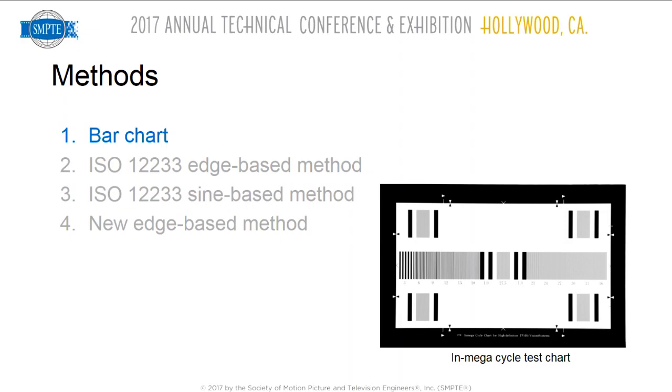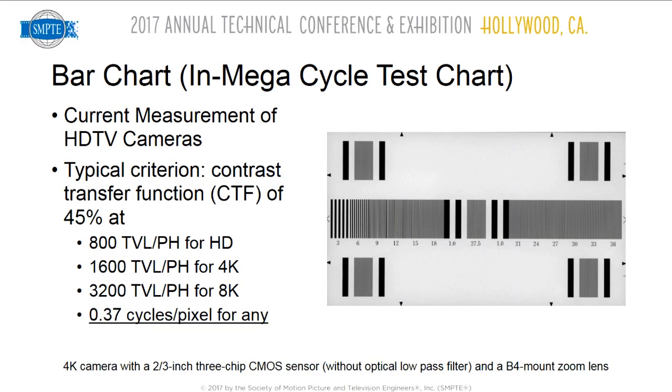The first one is the bar chart method. We usually use an Imaging Mega Cycles test chart for measuring HD TV cameras. And we have the typical criterion of a contrast transfer function, a CTF, of 45% at 800 TV lines per picture height for HD, 1600 TV lines per picture height for 4K, and 3200 TV lines per picture height for 8K. And all these spatial frequencies correspond to 0.37 cycles per pixel for any format. So this unit of cycles per pixel is very convenient for sampling systems.